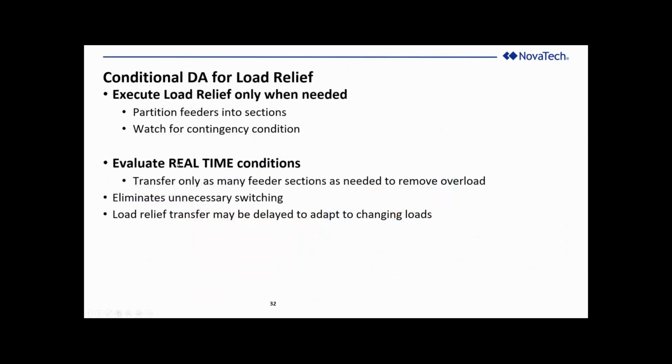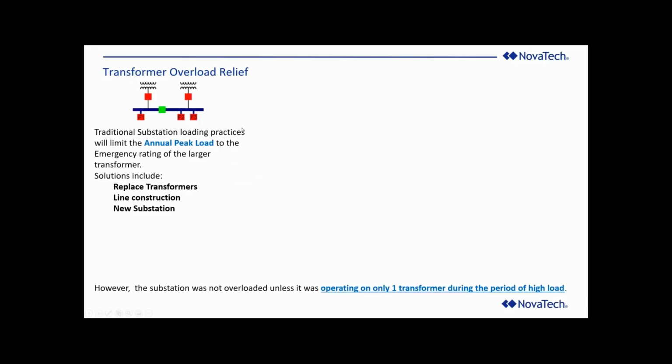The next part of the evolution of DA was conditional DA. So a typical distribution substation is going to be made up of 2 transformers that are to a bus with a split bus. So I have feeders being served off of one transformer, other feeders being served off of another transformer. No problem in operating the substation.